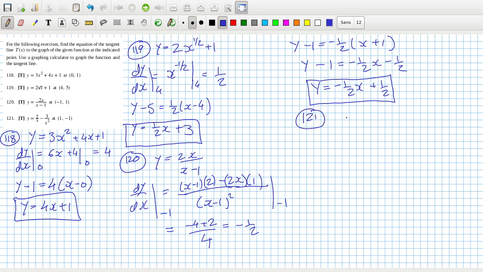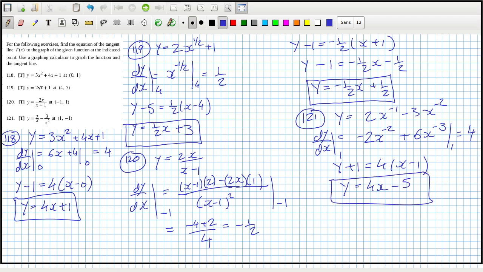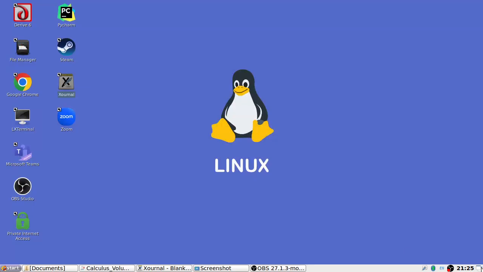And then 121, we can say y equals 2x to the power minus 1 minus 3x to the power minus 2. So dy dx equals minus 2x to the power minus 2 plus 6x to the power minus 3. But then that's at the point 1. So that would be 4. So it's y minus y1 equals m times x minus x1. So y equals 4x minus 4 minus 1, minus 5. Let's find out if we got these right, because when we graph them, it should look like a tangent line.